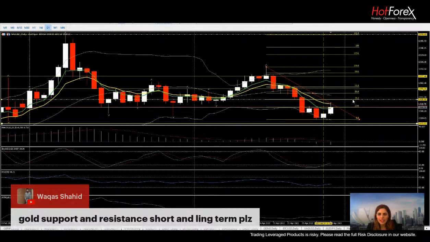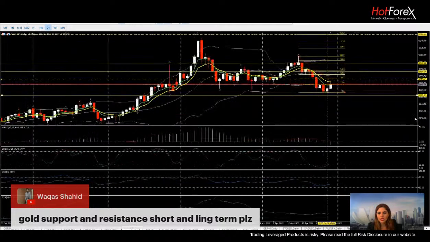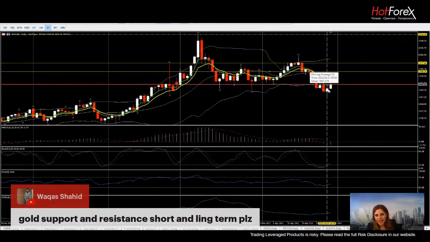the 1926 territory. Okay, so we need a decisive move and closure above this level in order to identify a potential rebound and a return back to April's highs. So for the time being, this rebound looks just a bit of a correction on this down leg.